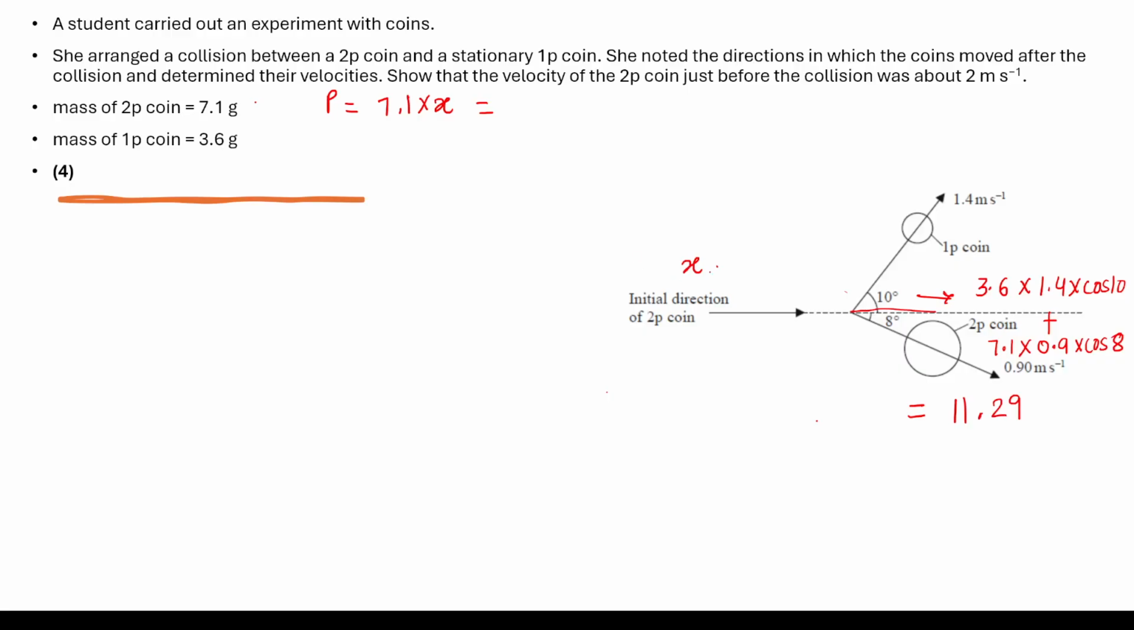So the answer is 1.59. So the speed of x is 1.59. This one is moving at a speed of 1.59 before the collision, which is almost 2 meters per second. So I've conserved the momentum in the x direction. Initially, it is 7.1 times x. We don't know how much that is. We added 1.4 cos 10 degrees and 7.1 cos 8 degrees times 0.9.